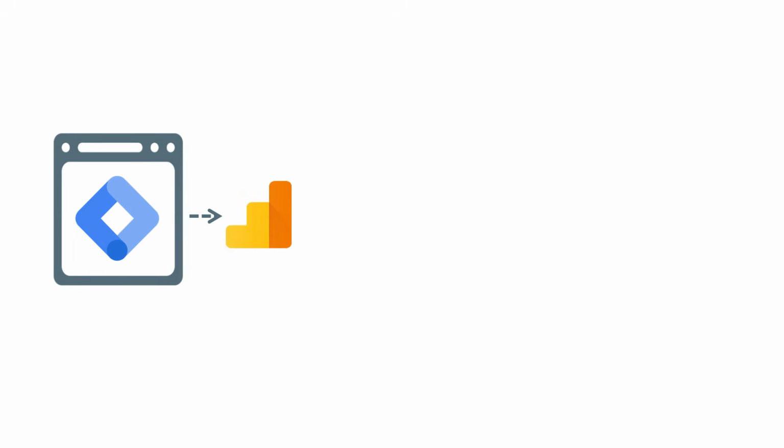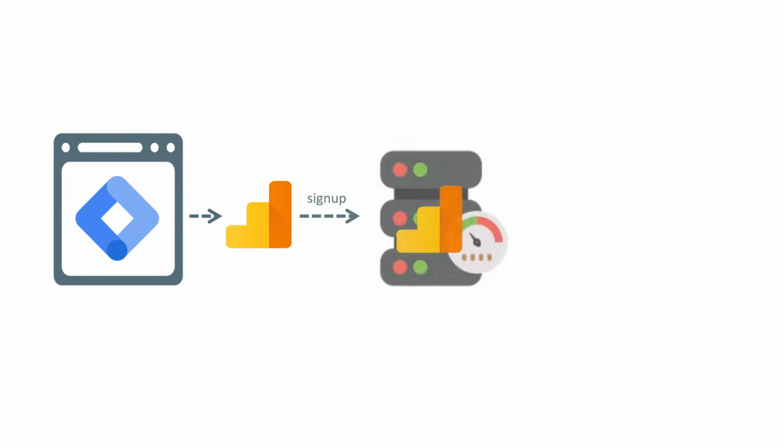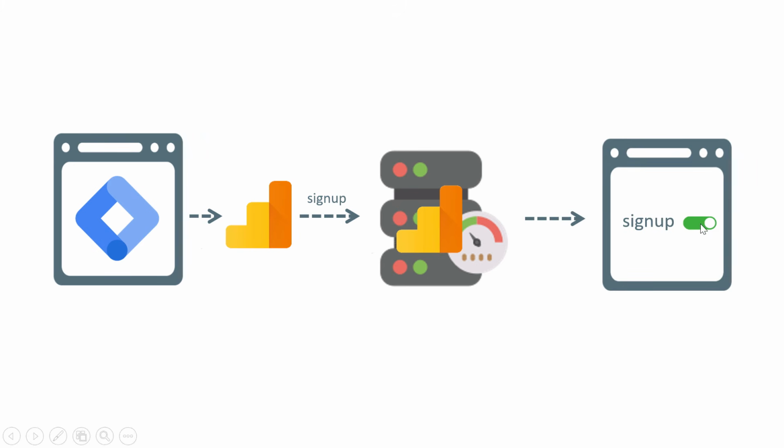Let's say that this particular tag sent a sign up event to Google Analytics servers. And then if we want to treat this event as a more important one, we can mark it as a conversion in Google Analytics 4 interface. That's why we can just toggle this switch. And then from this moment, this event will be treated as a conversion.